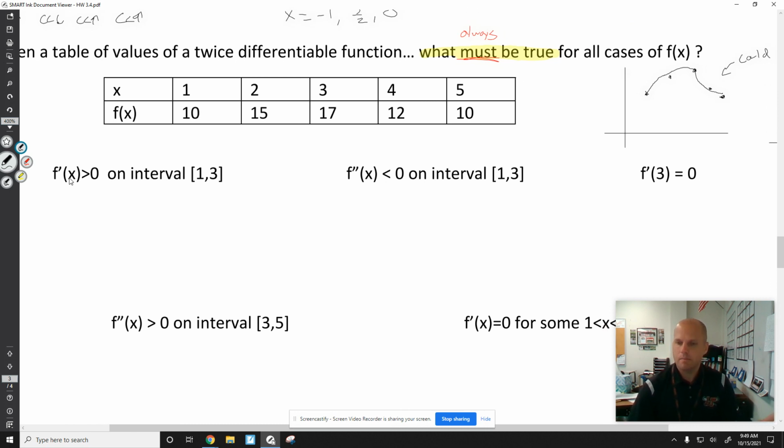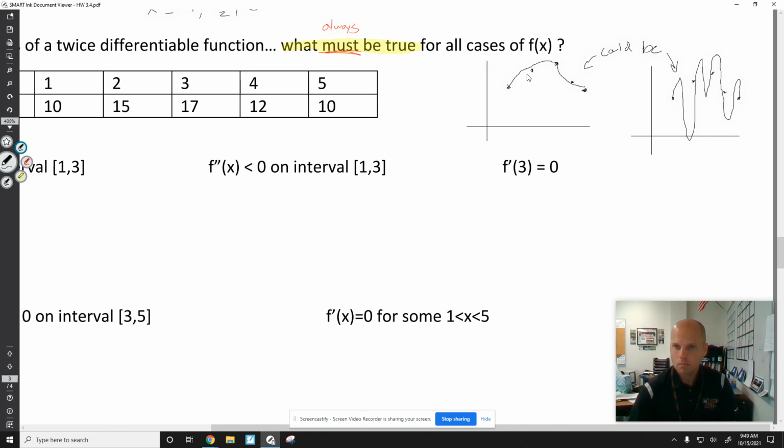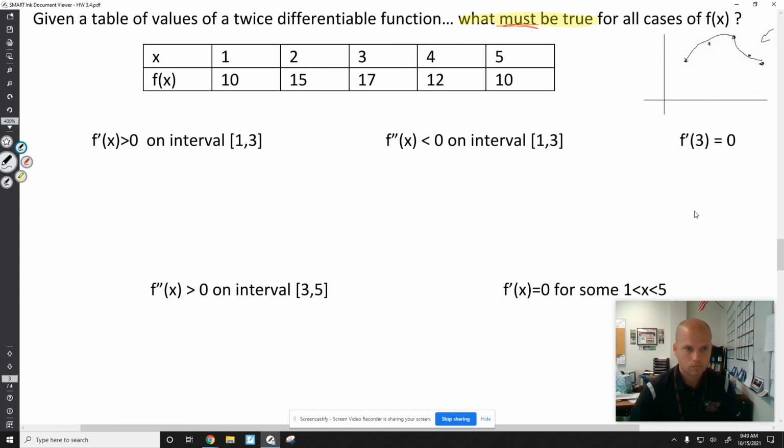Must F prime be positive between 1 and 3? Well, it could be. It could be that F is increasing everywhere. Must it increase everywhere between 1 and 3? No, it doesn't have to be. It could be. Must it be? No, could be.